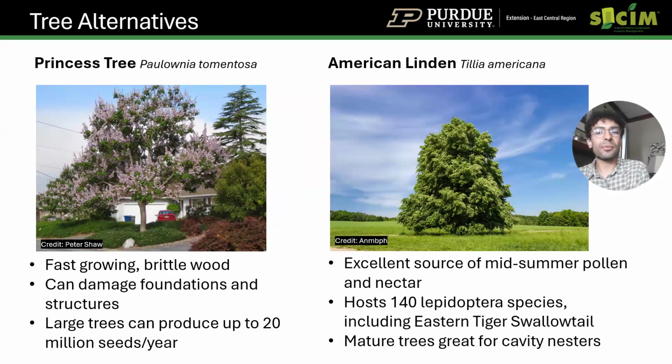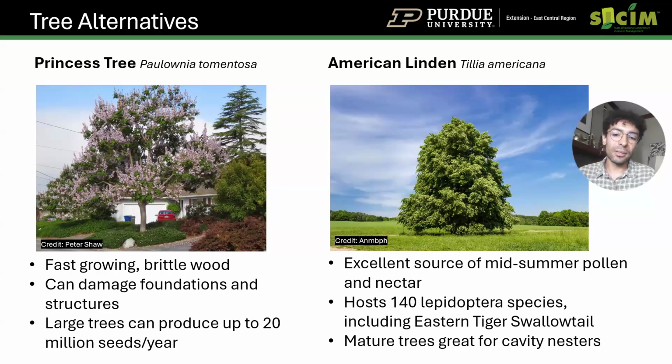Next up, we have the princess tree. This is another emerging invasive. It's definitely escaping plantings. It grows very quickly. It's very similar to the golden rain tree in that it's fast growing, but it's very weak structurally. And so it's another kind of hazardous tree to have near structures on your property.